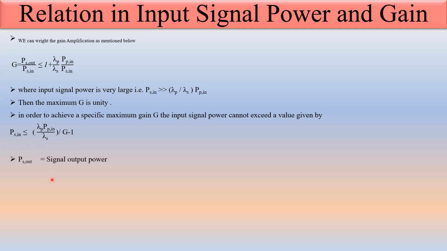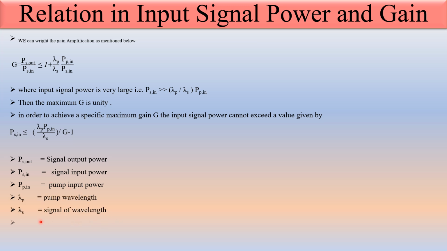PS out is equal to signal output power, PS in is equal to signal input power, PP in is equal to pump input power, lambda P is equal to pump wavelength, lambda S is equal to signal wavelength, and G is equal to gain of the amplifier. So let's discuss some advantages and disadvantages.